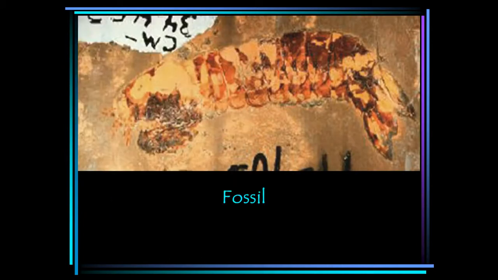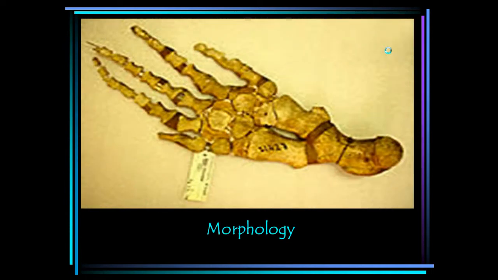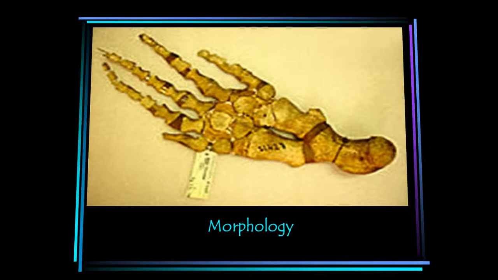Here are some examples. So fossil records. We take a look at fossils, you look at how things were shaped, how organisms, where they were found, things like that. Morphology, this is looking at the physical arms, legs, organs of the organisms to see if there are any similarities.